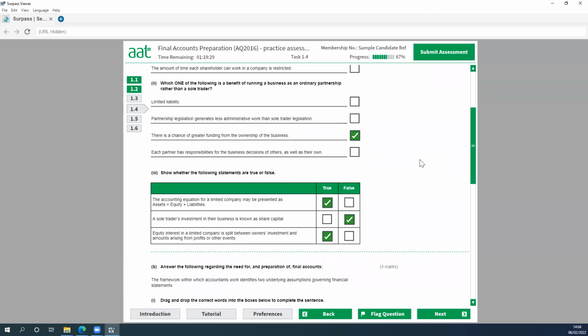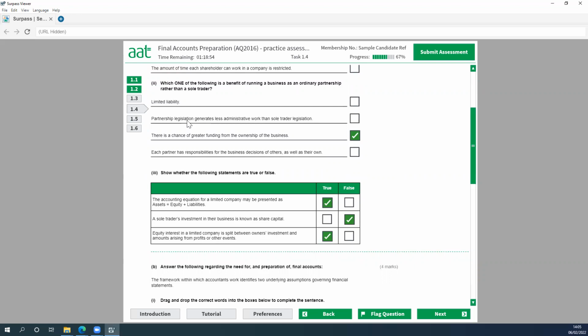Next one, I'm sure you know your accounting equation now. Assets minus liabilities equals capital, but equally assets equals equity plus liabilities. Okay, yeah. Next one says a sole trader's investment in their own business is share capital. Well, it's not, because that's shares, isn't it? That's share capital, shares from a limited company. They've got capital, but it's not share capital.